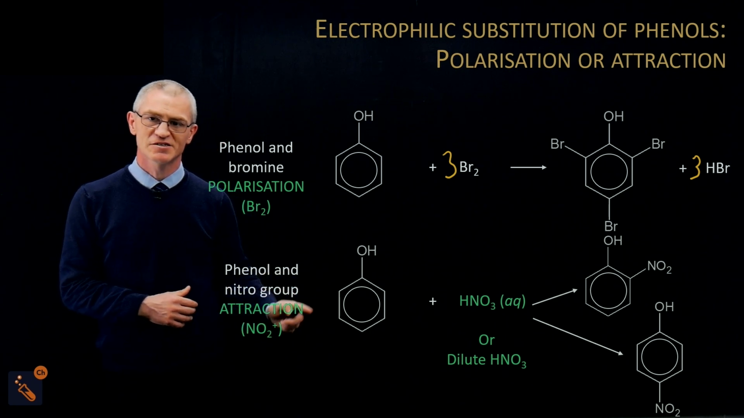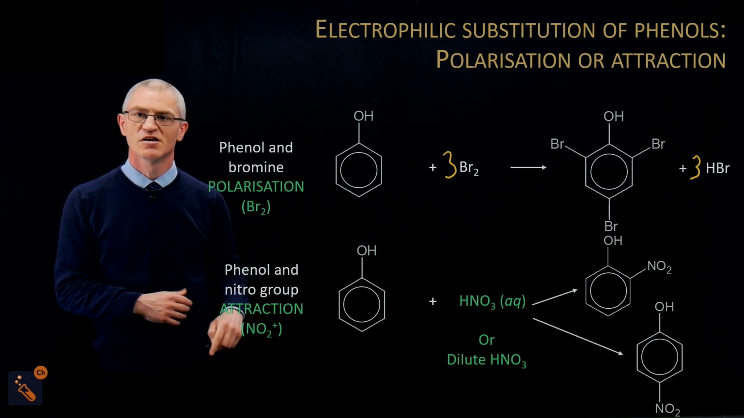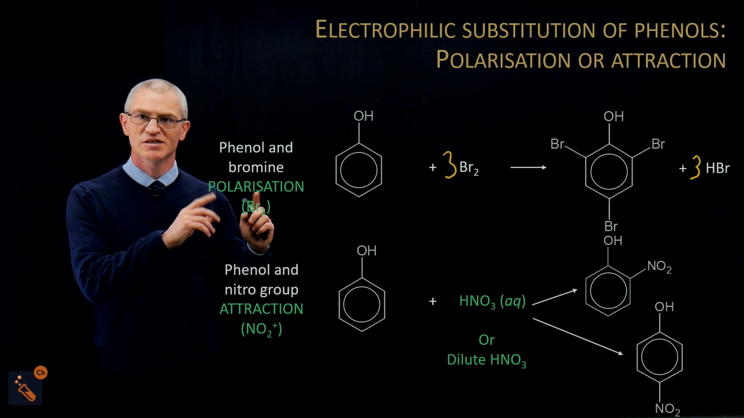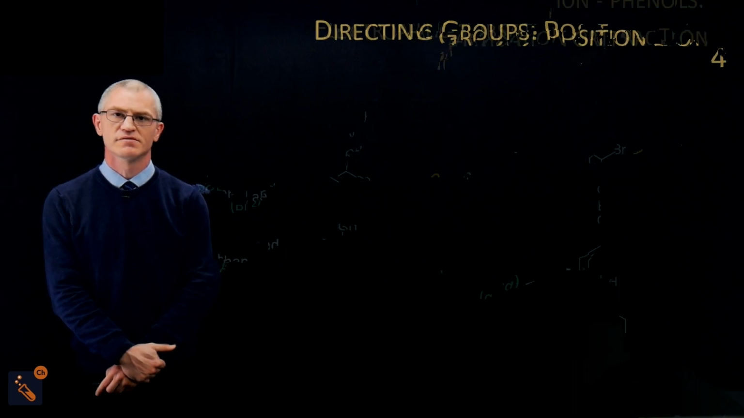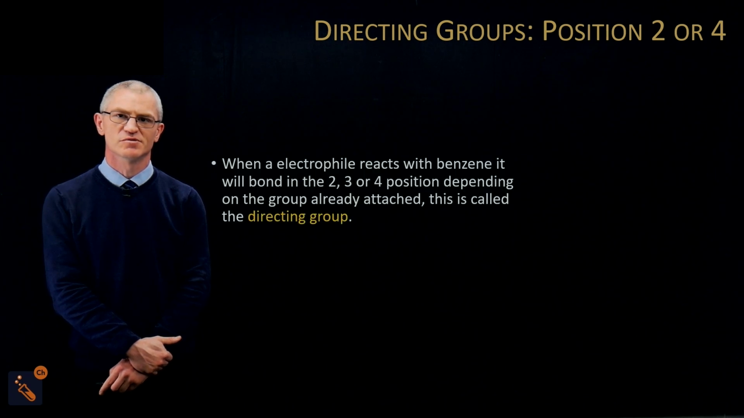And remember, the mechanism will be to do with attraction, not polarization. If it's bromine, it's polarization. If it's this, it's attraction. So in the previous example, we have started to talk about directing groups in position 2 or 4. But let's now go into a more complicated, complex description of directing groups.